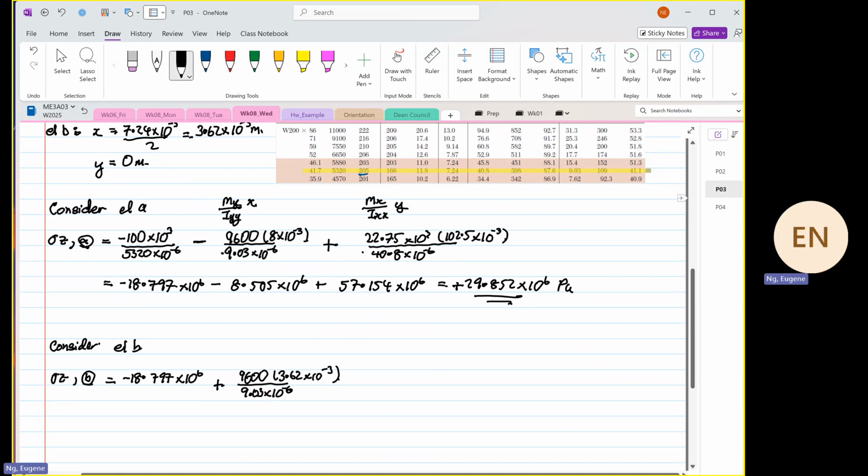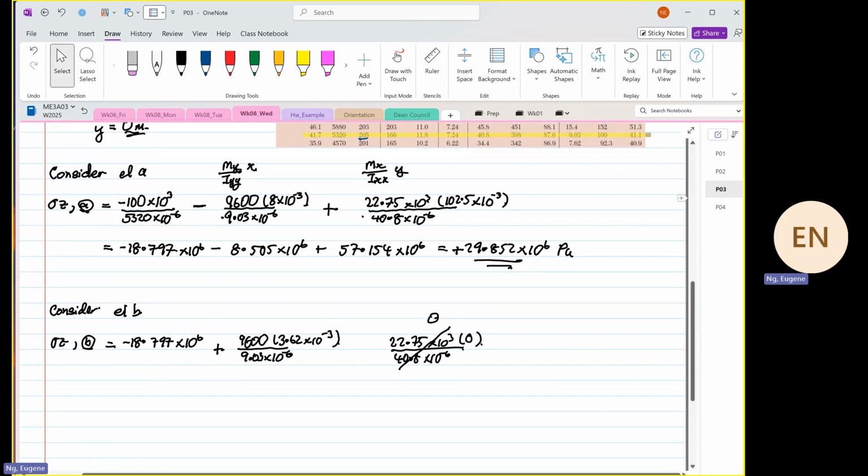And then the next one we have is our moment about X, which is 22.75 times 10 to the power 3, divided by 40.8 times 10 to the power minus 6. Now, over here, your Y value is equal to 0. Minus 0 is 0. So when that's the case, you can drop this term out.